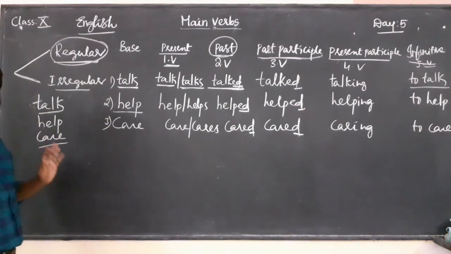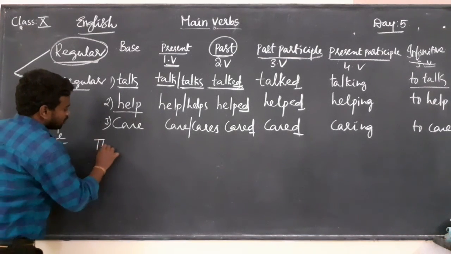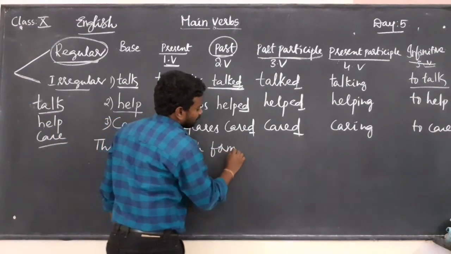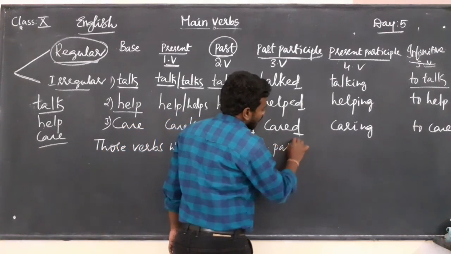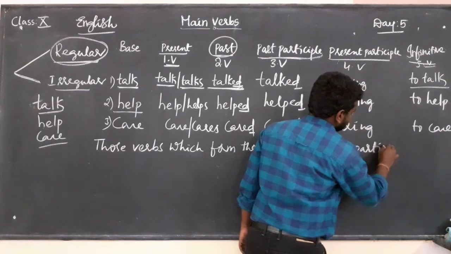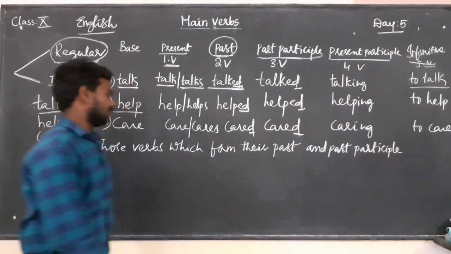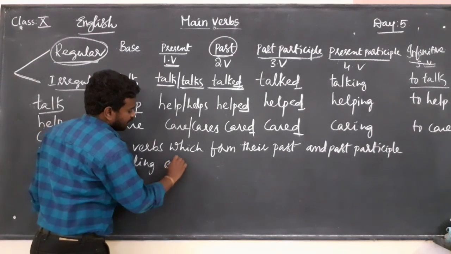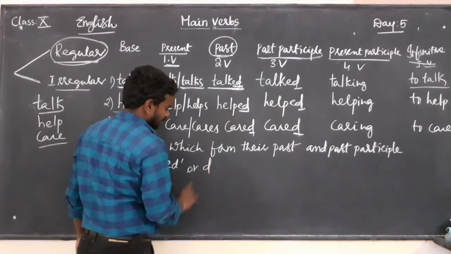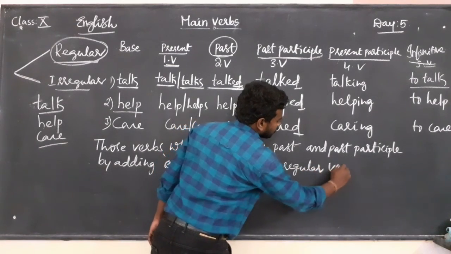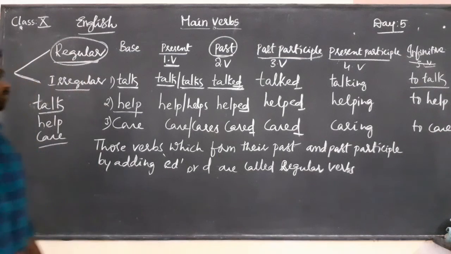So how can we say that? Regular verbs are those verbs which form their past and past participle by adding ed or d are called regular verbs. Those verbs which form their past and past participle by adding ed or d.